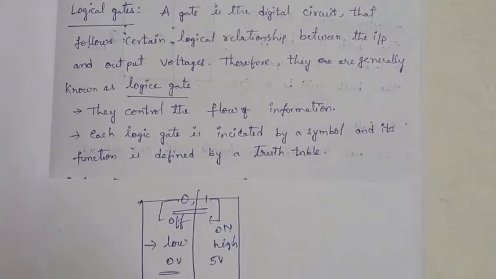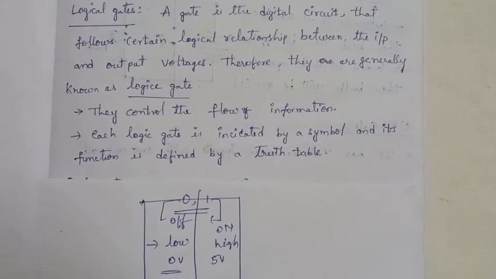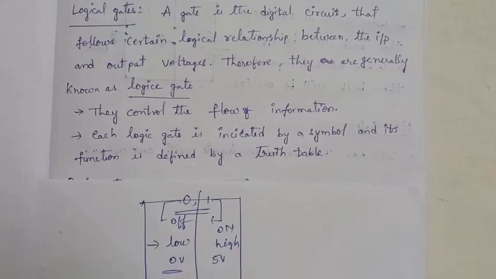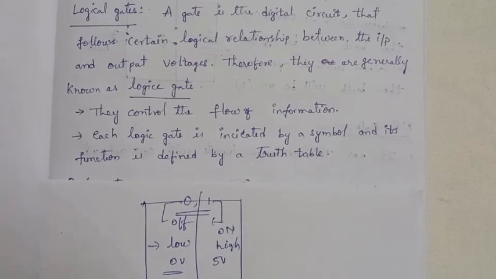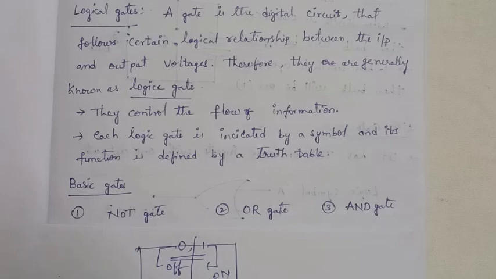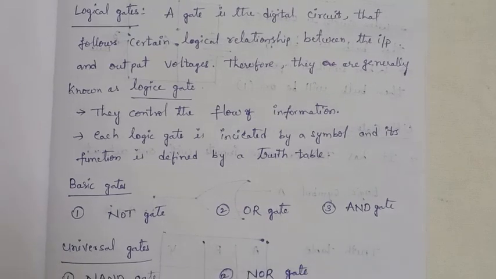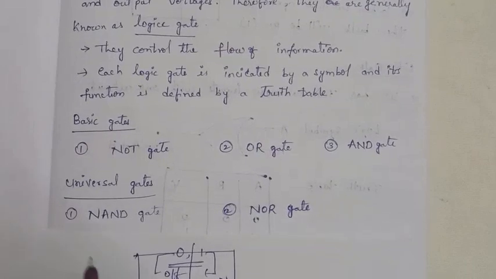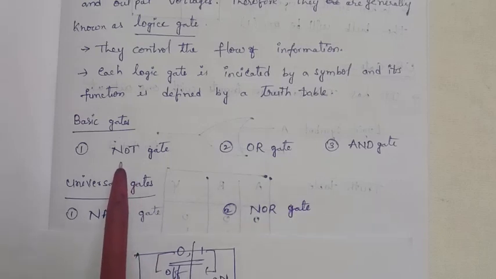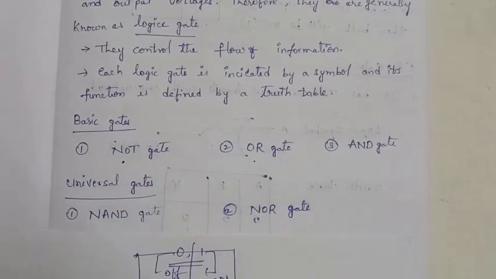Each logical gate has a symbol, and we can use different types of logical gates. Each logic gate has a symbol and a truth table. Now we will discuss some basic logical gates. The basic logical gates are NOT gate, OR gate, and AND gate. The remaining gates are the universal gates: NAND gate and NOR gate. These two are the universal gates, and the basic gates are the NOT gate, OR gate, AND gate.